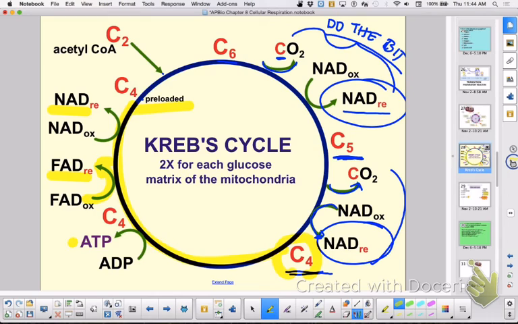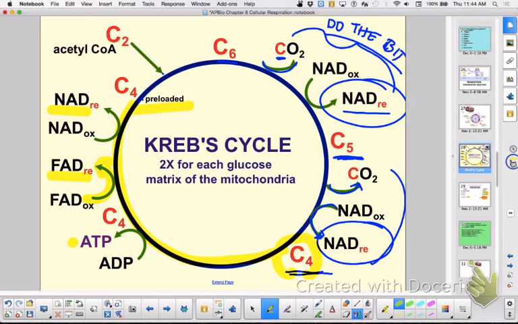And we'll take our second acetyl-CoA. 2 plus 4 is 6. Do the bit, get 5. Do the bit, get 4. And then you're going like this. Make an ATP, roll it forward. Make an ATP.